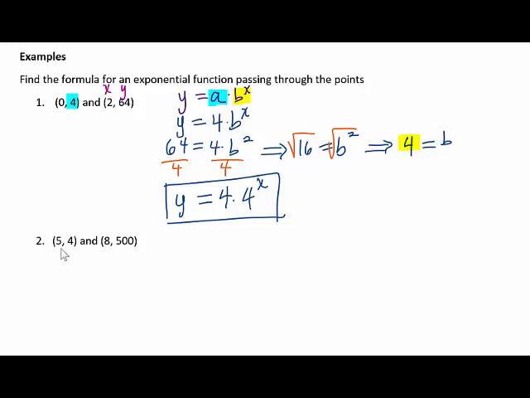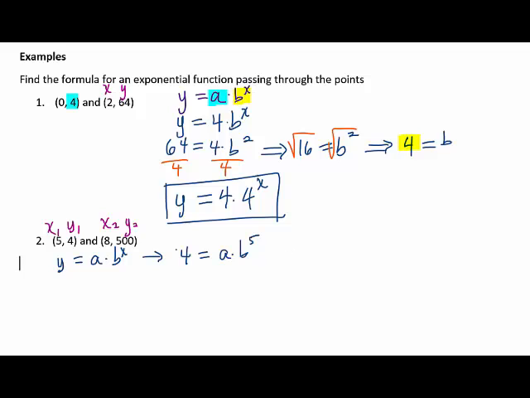For example 2, we're given the points (5, 4) and (8, 500) and asked to find an exponential function that passes through them. But notice the y-intercept is not given. So instead we're going to model our equation in this form: y = a times b to the x. I'll say the first point is of the form (x1, y1) and the second is of the form (x2, y2). And so we can get an equation 4 = a times b to the 5th.